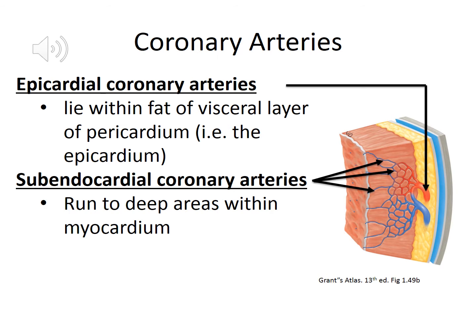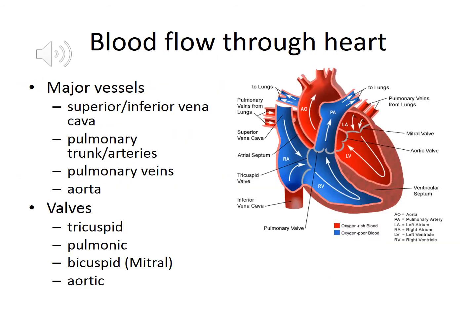So before we talk about blood flow to the heart muscle itself, let's talk about general blood flow through the heart. The heart is comprised of 4 major chambers, and blood is received from the body into the right atrium through the superior and inferior vena cava.